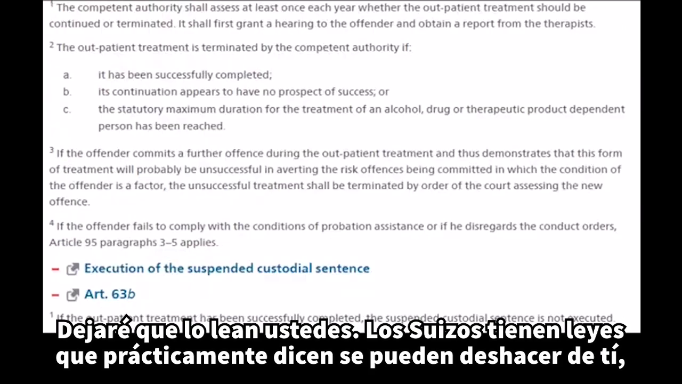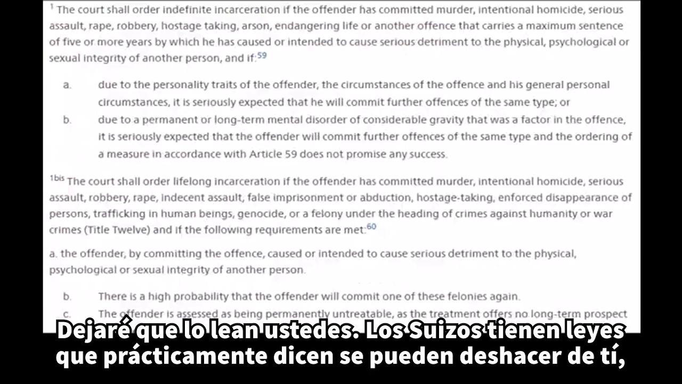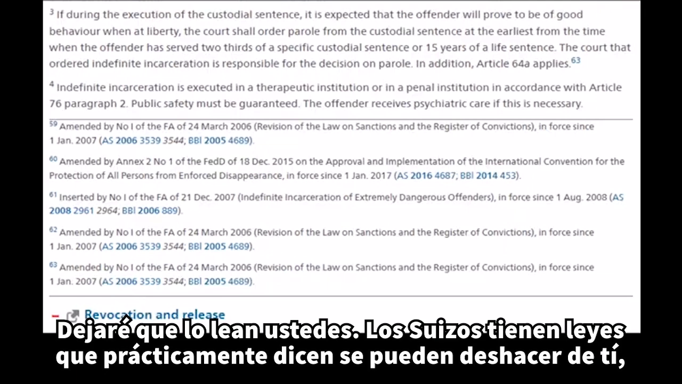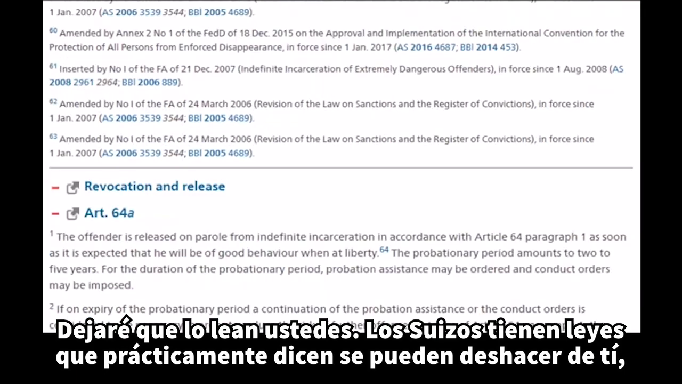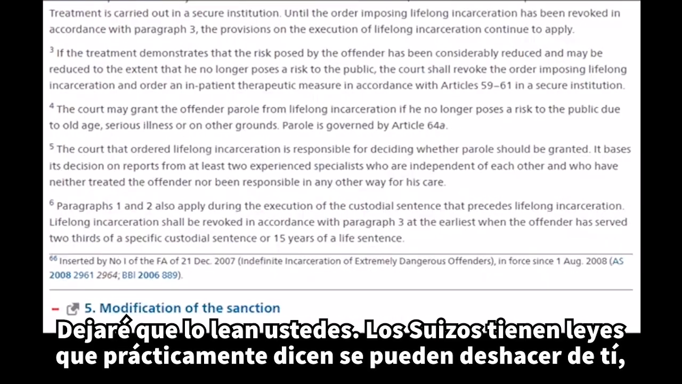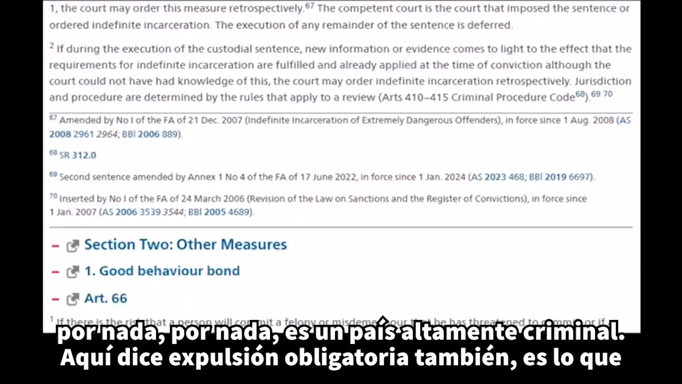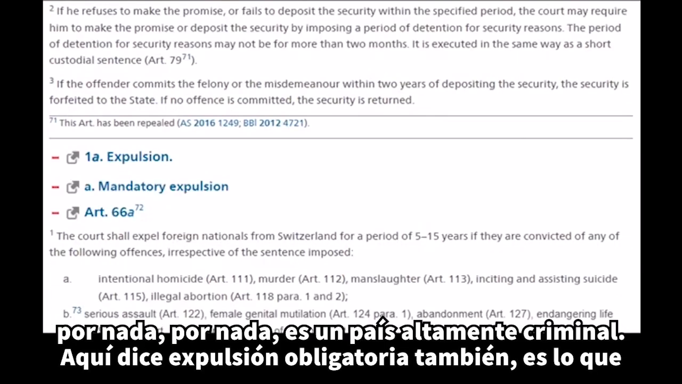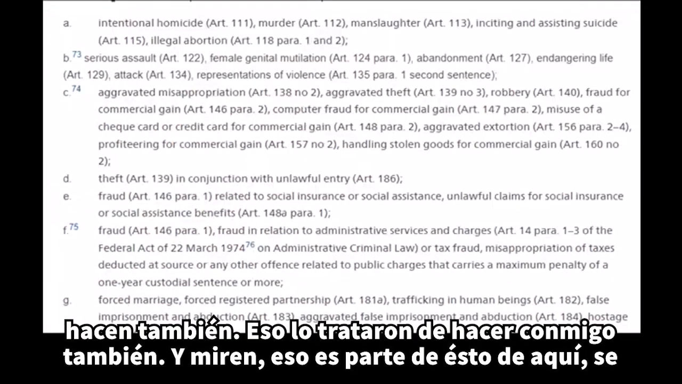And I'll let you read it yourself. So the Swissies, they got laws that practically mean they can just get rid of you for nothing. For nothing. It's a highly criminal country, I tell you. I hear mandatory expulsion as well. That's what they do as well. They'll also try to do that with me.